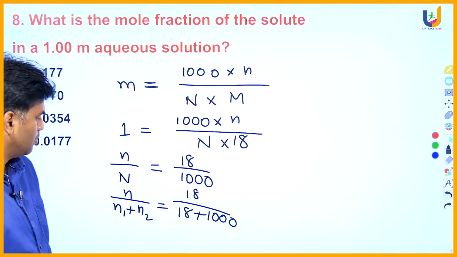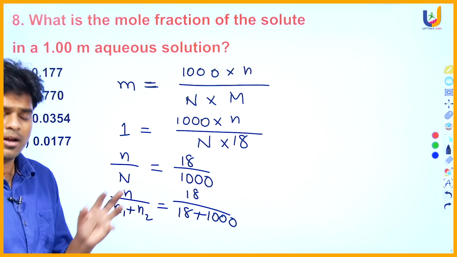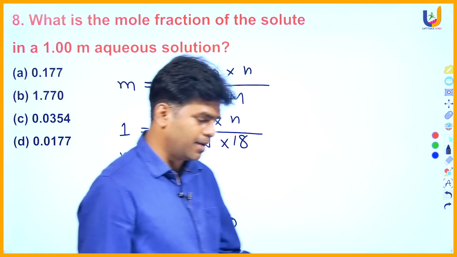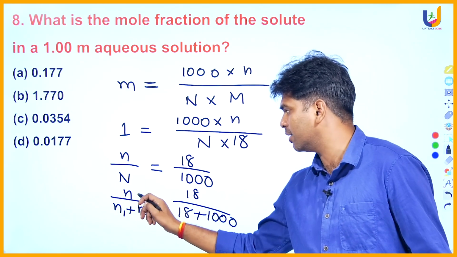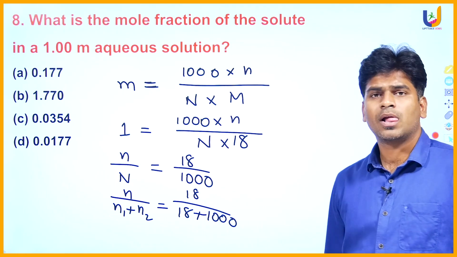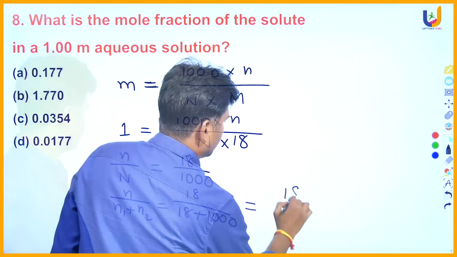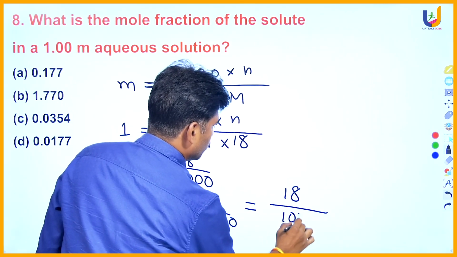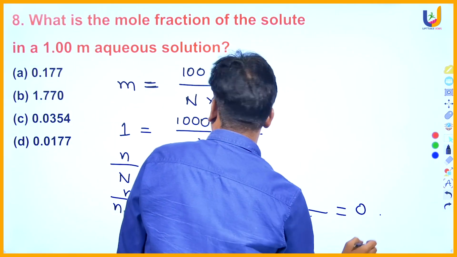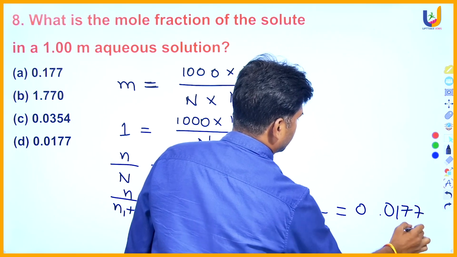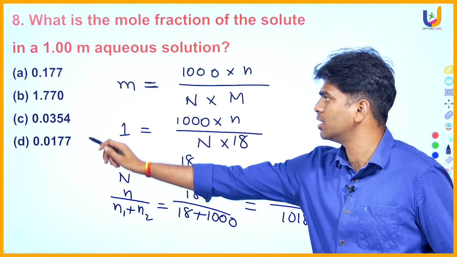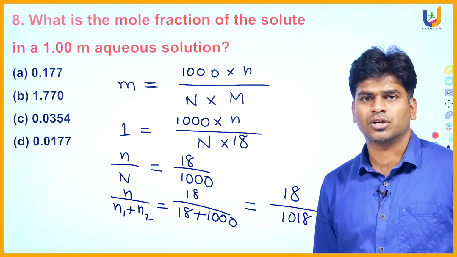Why are we taking this? Because n by capital N means, the number of moles of solvent, and solute is also present in that. After adding solute to the solvent, it became n1 plus n2, that is capital N. So n by n1 plus n2 is equal to 18 by 18 plus 1000. From this we will be getting 18 by 1018. Finally, after simplification, we get 0.0177. So according to the options, that is 0.0177, option D.